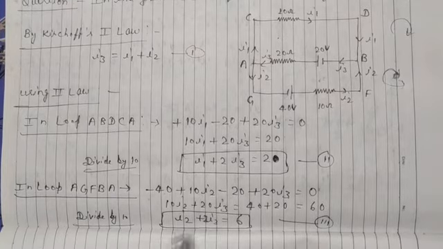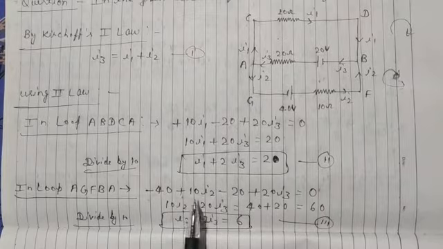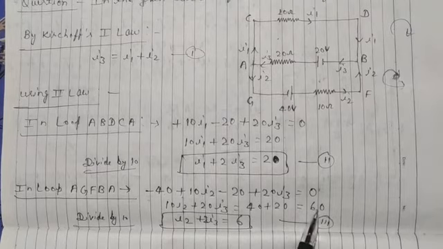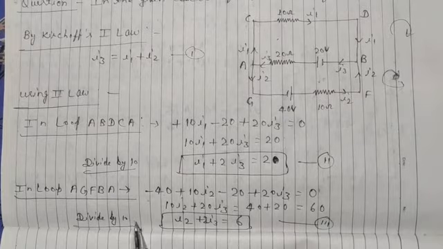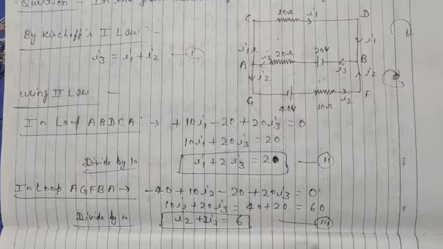Now simplify this. 10 I2 plus 20 I3 is equal to plus 20 plus 40. Transpose both to the right side. 40 plus 20 equal to 60. 10 I2 plus 20 I3 is equal to 60. Divide all by 10. Then we get I2 plus 2 I3 is equal to 6, and this is equation third.